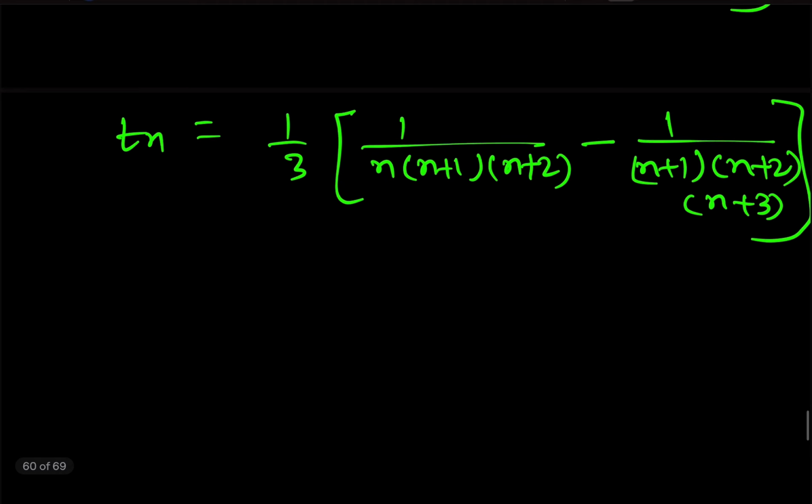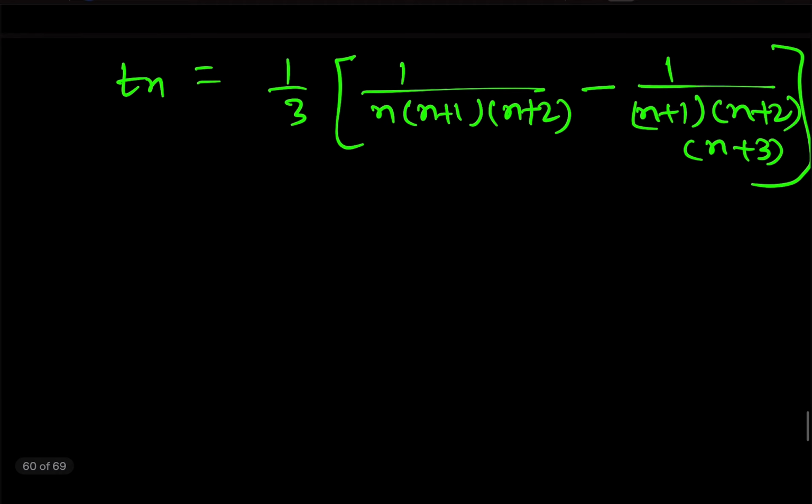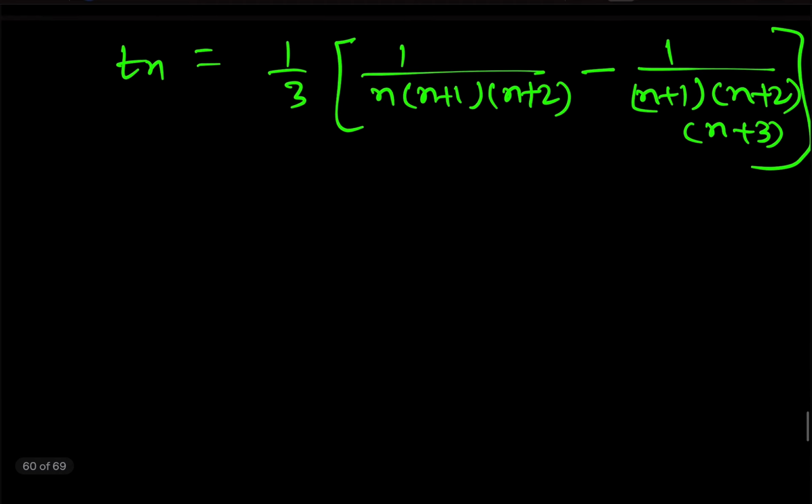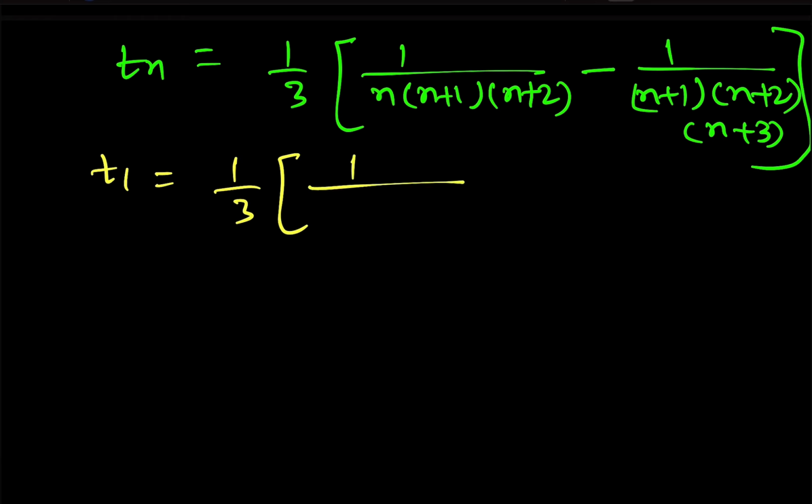Again it will give you a telegraphic series and it will get cancelled out. So let's expand it. The first term is 1 by 3 times: replace n with 1, so you get 1 into 2 into 3, minus, here you have to start with 2, 3 into 4.